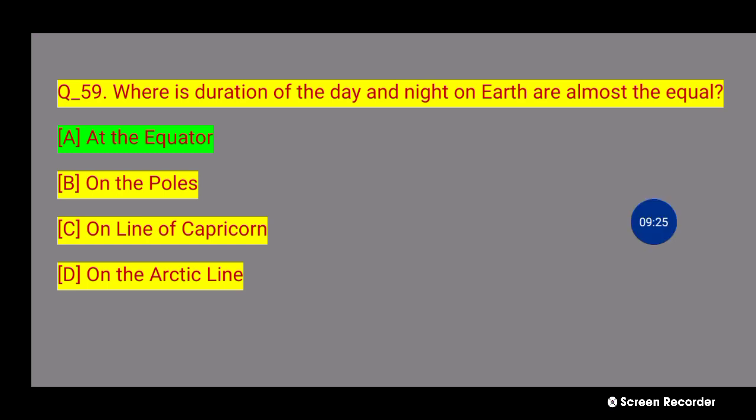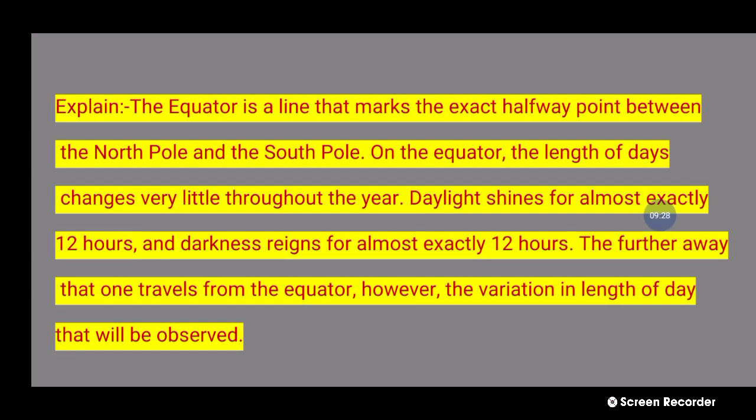Question 59 explained. The equator is the line that marks the exact halfway point between the North Pole and the South Pole. On the equator, the length of the day changes very little throughout the year, with daylight lasting almost exactly 12 hours and darkness almost exactly 12 hours. The further one travels from the equator, however, the more variation in the length of the day will be observed.